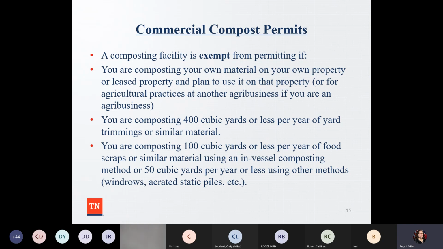So I know one of the first ones that we have here is commercial compost permits. A composting facility can be exempt from permitting if you're composting your own material on your own property. Okay. Or if it's for agricultural purposes at another agribusiness, if you're an agribusiness. And you're also exempt if you're composting 400 cubic yards or less per year of yard trimmings or materials, or if you are composting 100 cubic yards or less per year of food scraps or similar material using an in-vessel composting method. So those are the ones that are exempt.